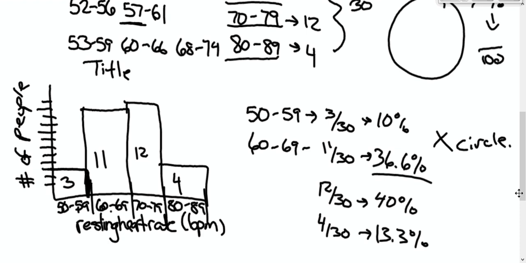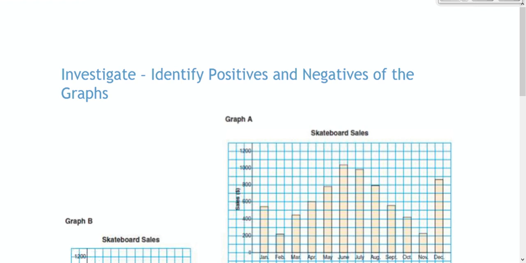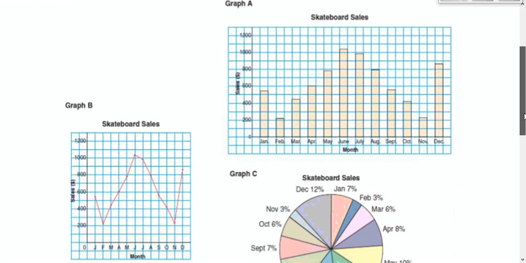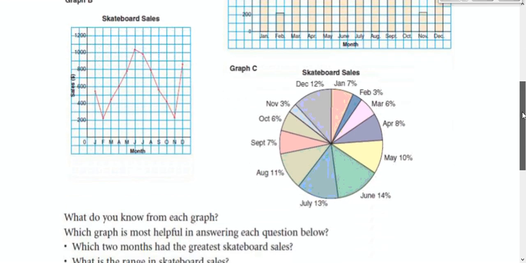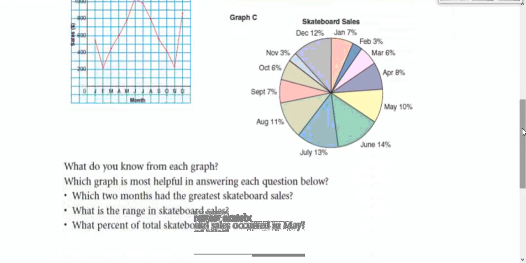Okay? So then we can investigate positives and negatives of these graphs. So I have 3 graphs displaying the same set of data. What are we going to be able to know from each graph? And which graph is going to be helpful in answering each question below? So in which 2 months had the greatest skateboard sales?